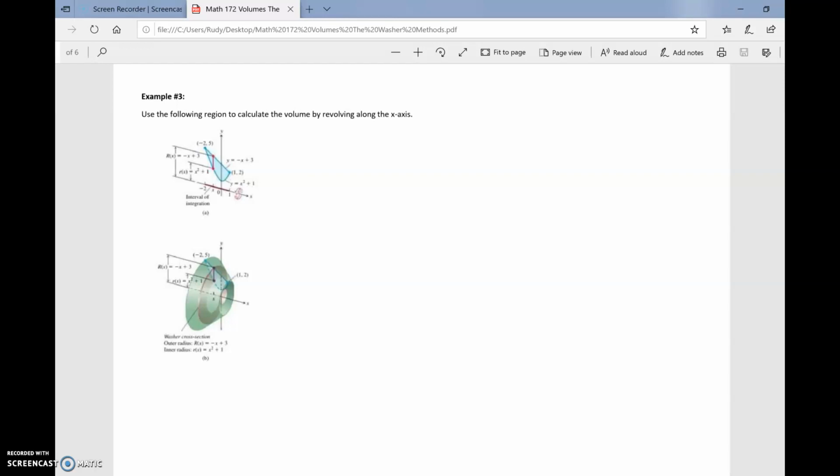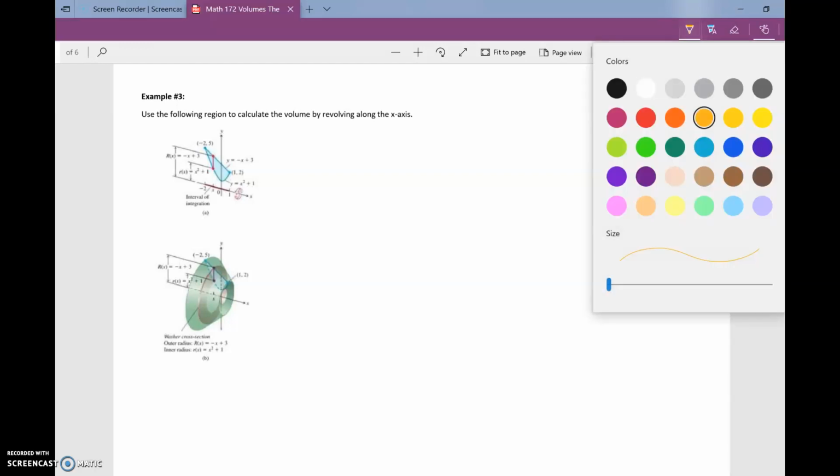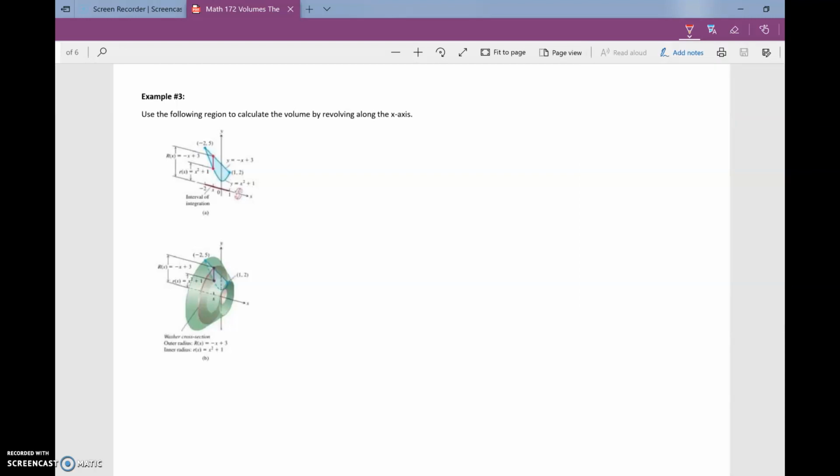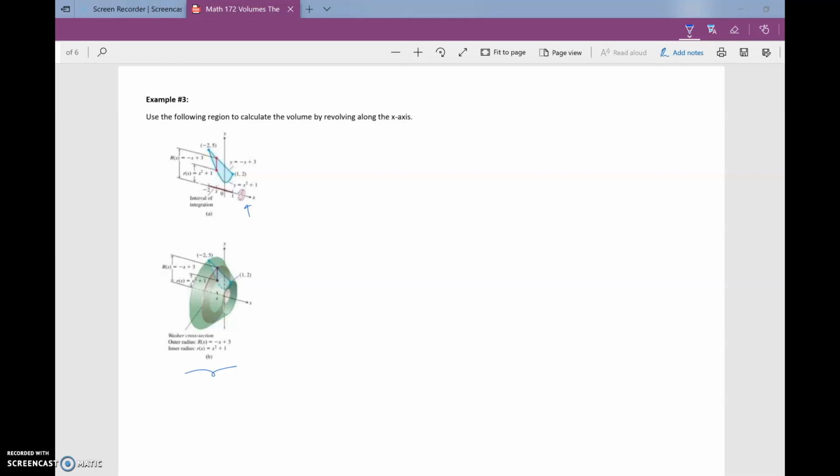Hi class, let's take a look at example 3. And good news, example 3 provides us a sketch. Nonetheless, it looks a little bit messy. So we're revolving along the x-axis, so that's actually good. And I mean good in terms of the formula, and then here you can actually see what the sketch looks like. So let me actually set up the integral.